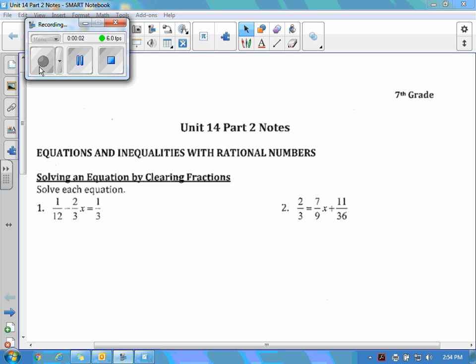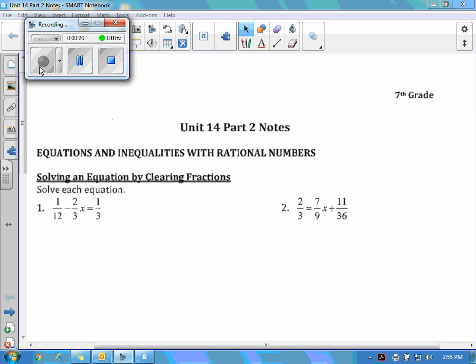In Unit 14, Part 2, we are looking at another way to solve equations that involve fractions. We're going to look at solving equations that involve fractions, solving equations that involve decimals, and solving inequalities that involve fractions. So, in Part 1, we looked at using the multiplicative inverse. In Part 2, we're going to do what's called clearing fractions.